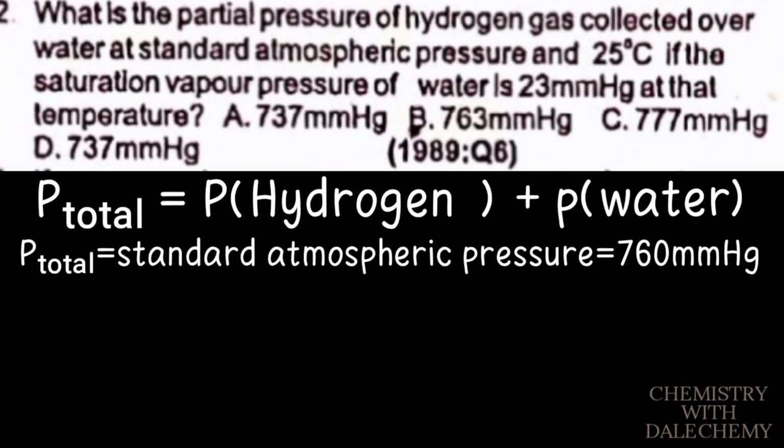So now, if the saturated vapor pressure of water is 23 millimeters of mercury at that temperature, what is the partial pressure of hydrogen gas?